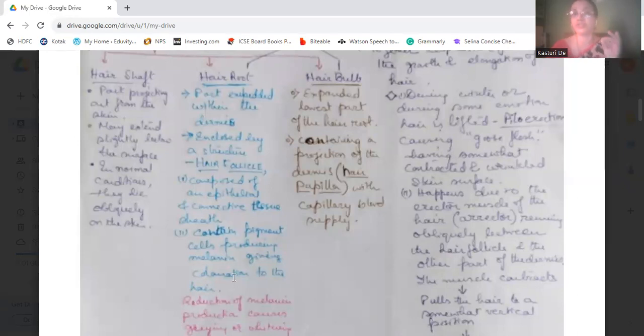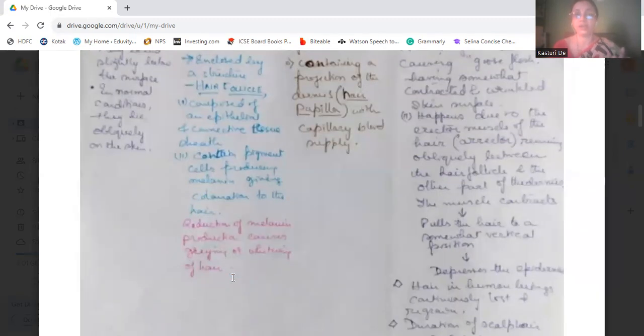It is the part which is embedded within the dermis. It comes from the dermis, I told you. The part which is embedded in the dermis, that is the hair root. That is enclosed by a structure which is known as hair follicle, and this hair follicle is composed of epithelial and connective tissue sheath. It contains pigment cells which produce melanin, giving rise to the coloration of the hair. The hair becomes different colors, that is black or brown, or white or gray.